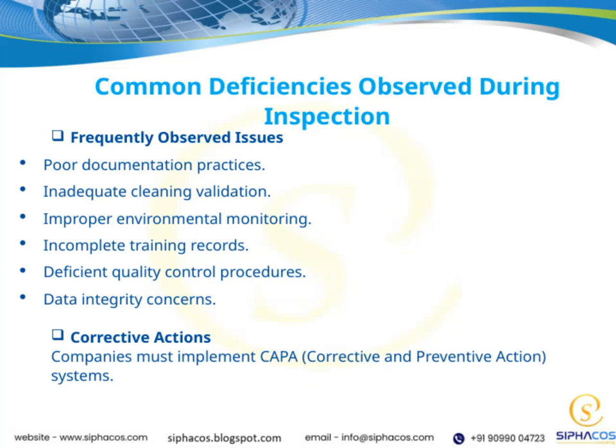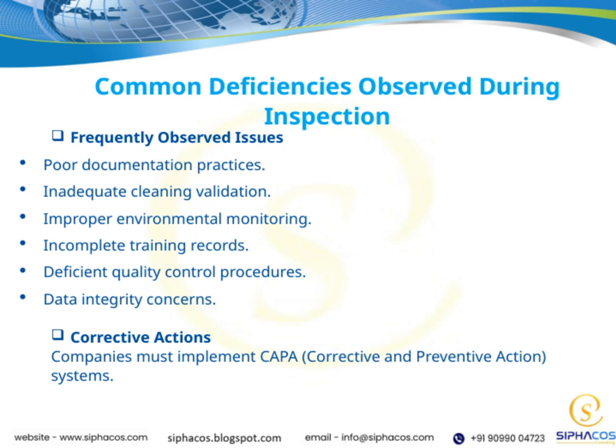Let's take a look at some of the common deficiencies we often observe during inspections. These issues can significantly impact the quality and compliance of a manufacturing operation. First, poor documentation practices are frequently noted. This means records are incomplete or not maintained properly, which can lead to gaps in traceability and accountability. Next, inadequate cleaning validation is another common problem. Without proper validation, we can't be certain that cleaning processes effectively remove contaminants, risking product safety.